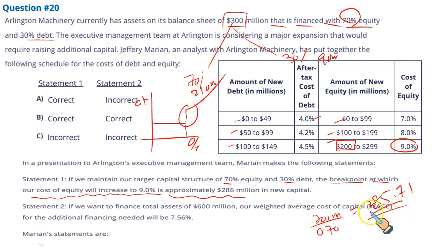285.71, yes. If the funding needs are 285.71, out of which 70% will come from equity, there will be a break point. So if we maintain our target capital structure of 70% equity, 30% debt, the break point at which our cost of equity will increase to 9% is approximately 286 in the new capital, out of which 70% will come from equity. So that is a correct statement.